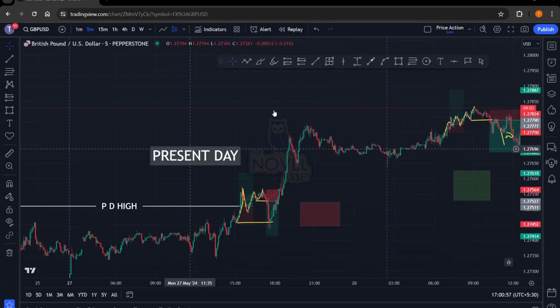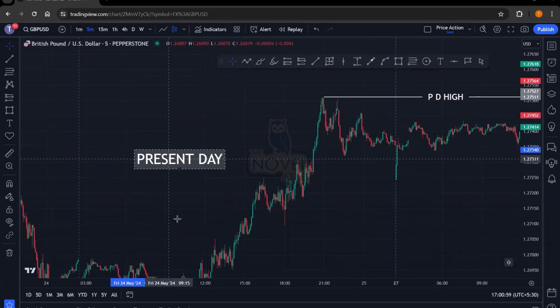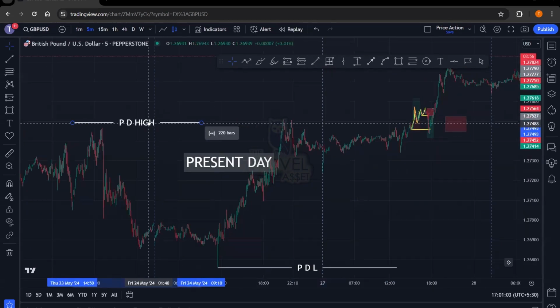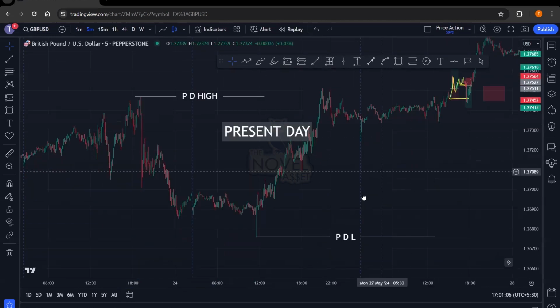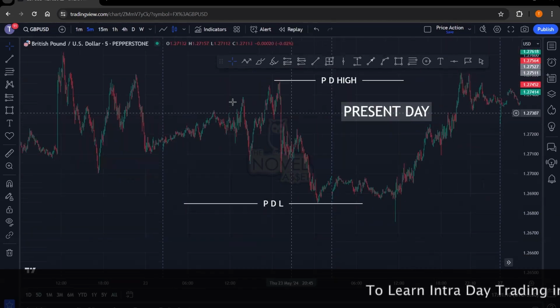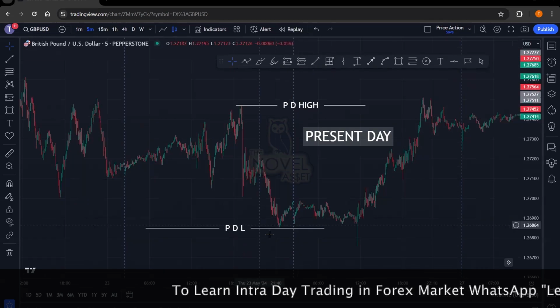Now the present day comes over here. The next present day is over here. Okay, so now if you're trading over here, where is the previous day low and the previous day high? This is the previous day high in the market, and your previous day low is this one. As you can see, the present day is over here, and this is the previous day where I'm marking the highest point and the lowest point.